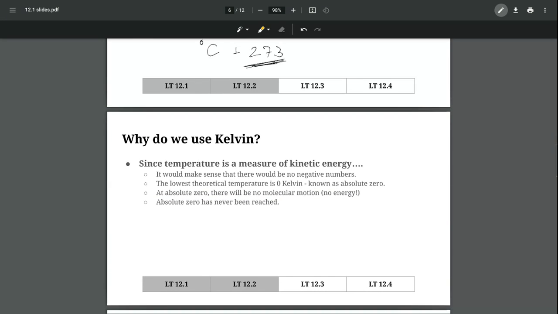And why are we using Kelvin? Since temperature is a measure of kinetic energy, you can't have negative kinetic energy. Then the lowest you could possibly get would be 0 Kelvin, absolute 0. But we haven't gotten there yet. And so Kelvin's just better than degrees Celsius.